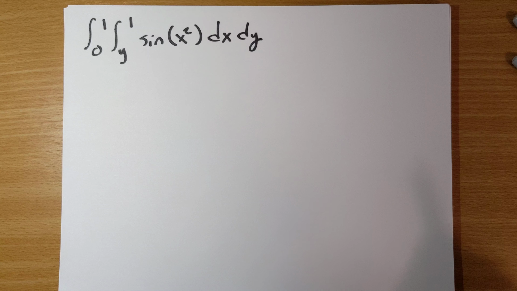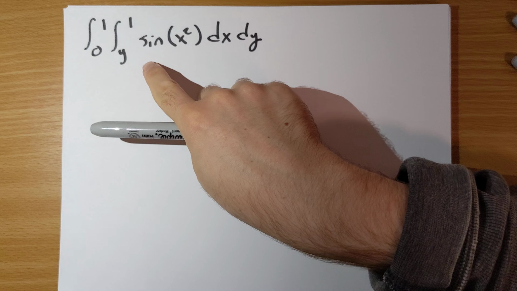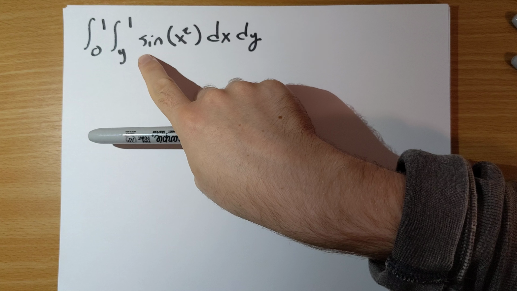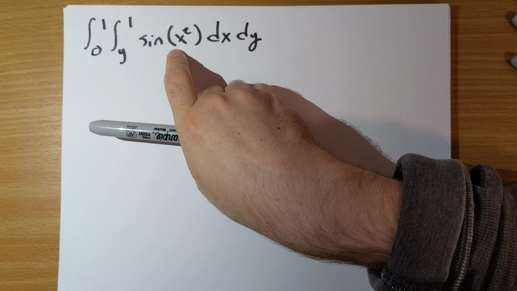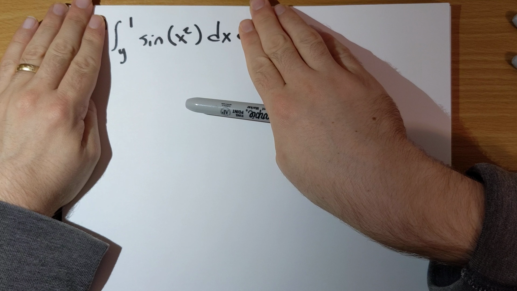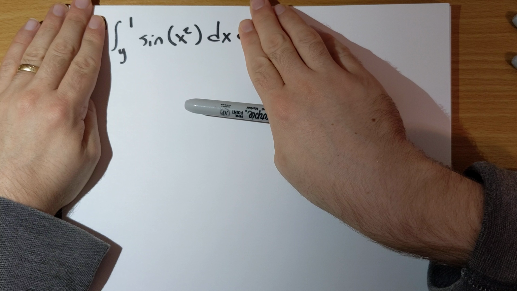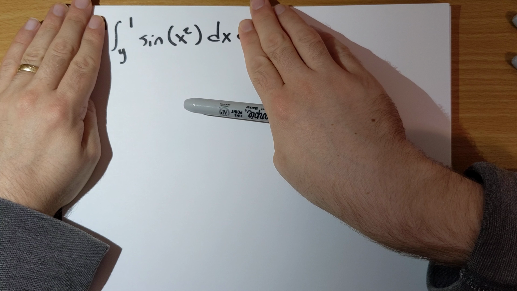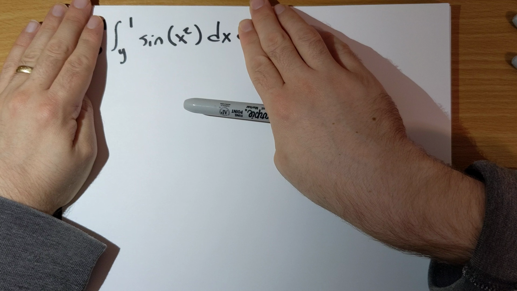Problem number 45, evaluate this double integral. The first thing that we should realize is that we're being asked to find the antiderivative of sine of x squared with respect to x, like the inside integral is asking us to do. That's going to be a very difficult proposition. So how do we handle this?